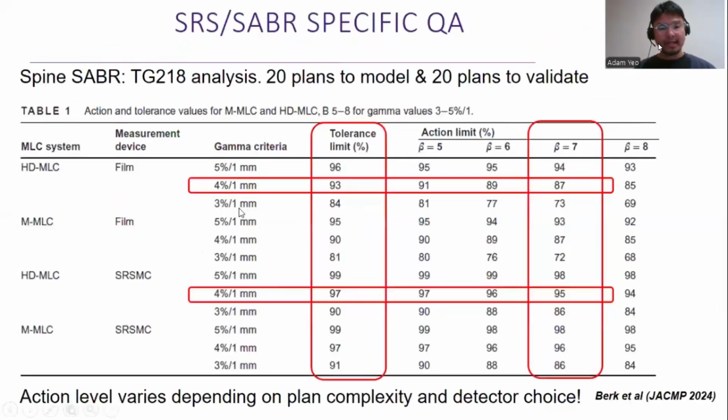So when you analyze that, TG-218 has a statistical analysis recommendation. We can have 20 plans to model and another 20 plans to validate. Our take-home message is that, depending on your techniques or your detector choice, your action level and tolerance level can vary. For instance, spine SABR has a different passing rate for the same detector compared to lung SABR or SRS. Also, for the same treatment indication for SRS, two different detectors may have different tolerance levels, even though they are very close to each other.